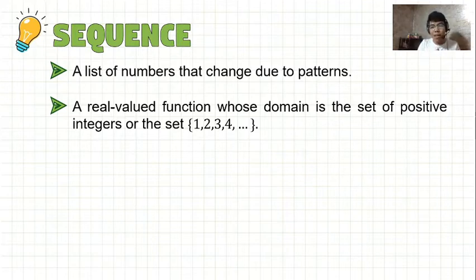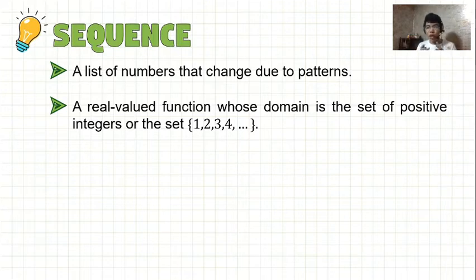Now, if we have a one-to-many mapping, can we form a sequence or not? The answer is no, we cannot, because from the definition, a sequence must be a function. So it must be one-to-one or many-to-one only.